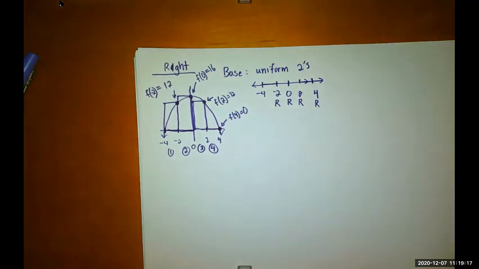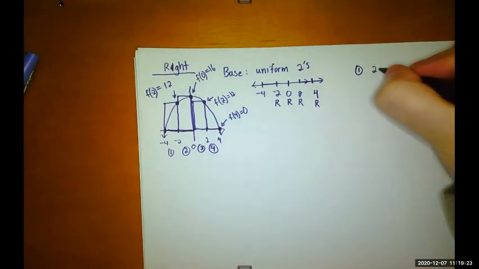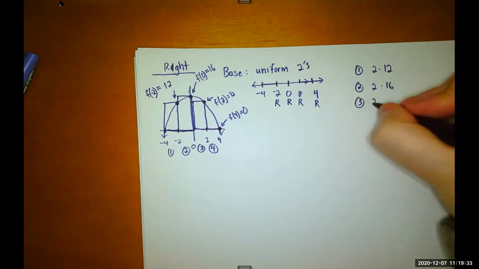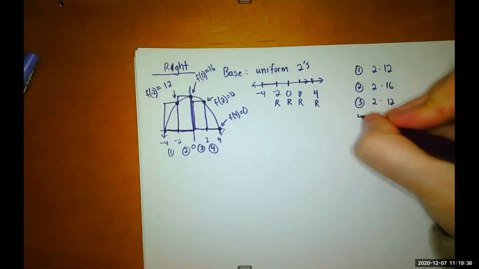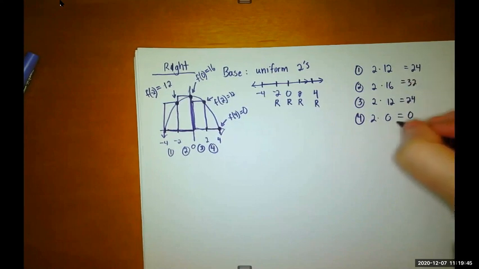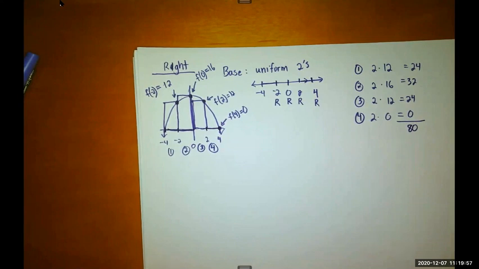Okay. So what do we got? Well, for rectangle 1, we have a base of 2 times a height of 12. For rectangle 2, a base of 2 times a height of 16. For rectangle 3, a base of 2 times a height of 12. And for rectangle 4, a base of 2 times a height of 0. So 24, 32, 24, and 0. Add those together. 48 plus 32 is 80. I think. Sure, 80.